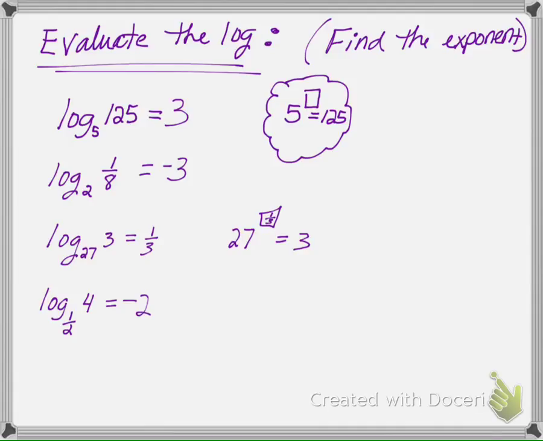Is this making sense? Whenever it says find the exponent, evaluate the log, what they mean to say is figure out what the exponent's supposed to be. What type of an exponent does that? Okay, how about this one? We'll come over here. Log 1, base 75.